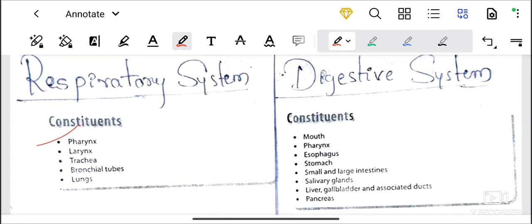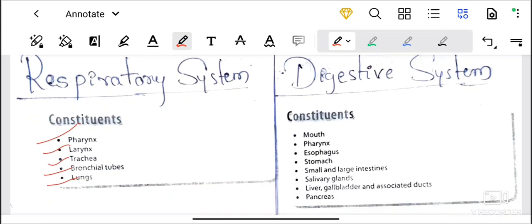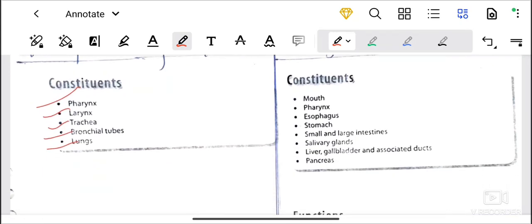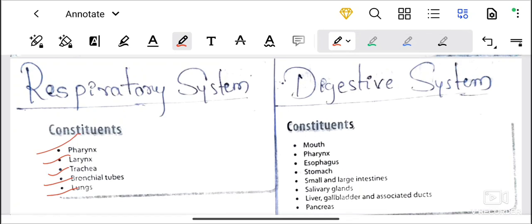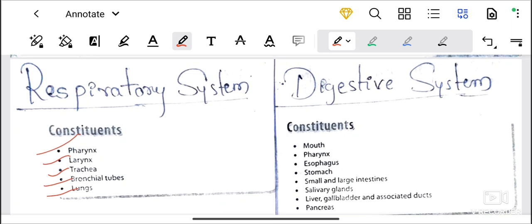Respiratory system: pharynx, larynx, trachea, bronchial tubes and lungs. In the respiratory system we will study the lungs, bronchial tubes, bronchioles, trachea, larynx and pharynx. This is also the respiratory system.